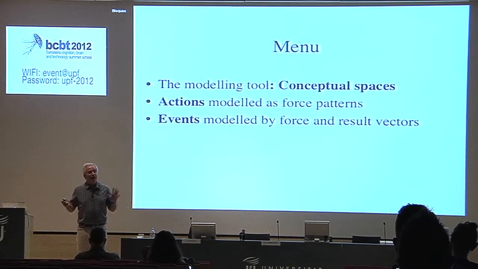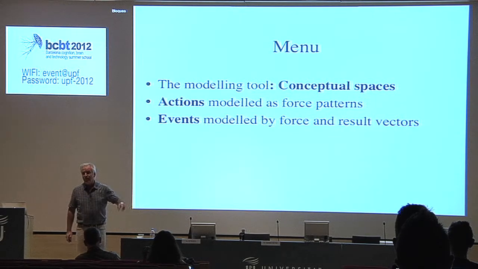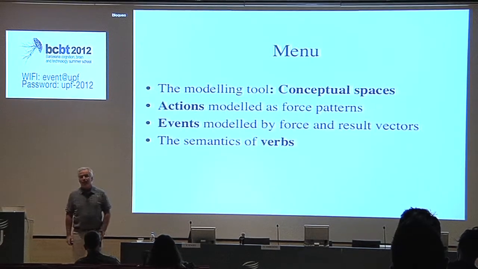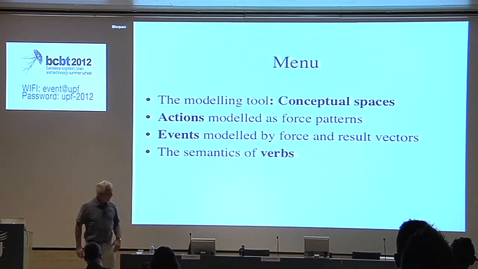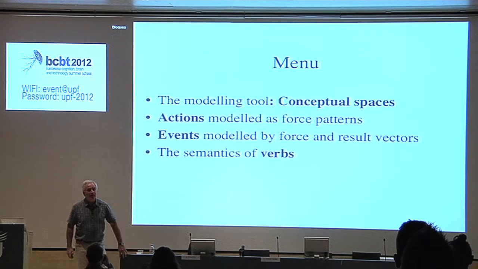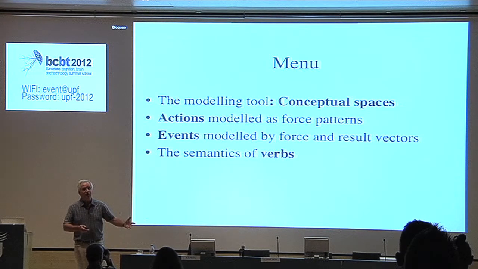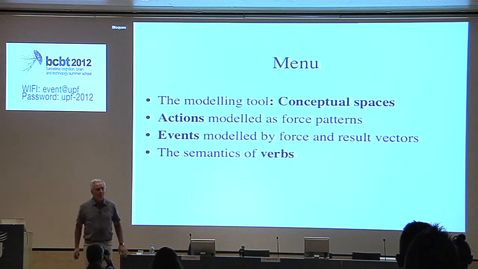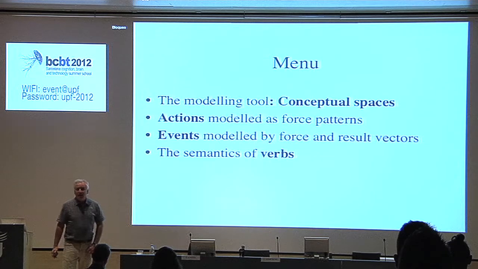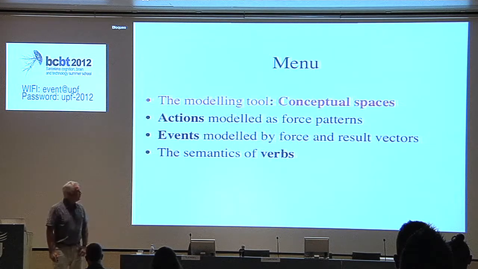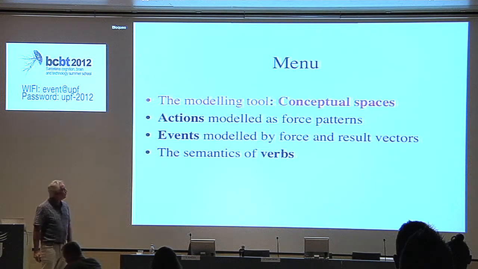And as an application of these models of actions and events, I will talk about the semantics of verbs. It's more linguistically oriented, but I think there are connections to robotics as well, because if you're building an artificial agent, you want to understand how to interpret the behavior of others and be able to model and describe them. So the semantics of verbs is of some interest. But the focus will be on actions and events. As a starter, let's go to conceptual spaces.